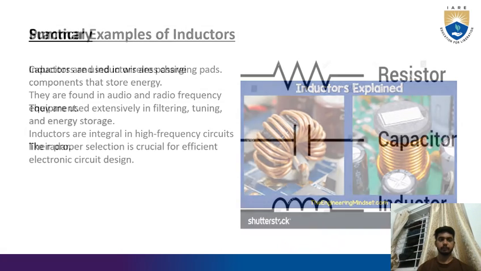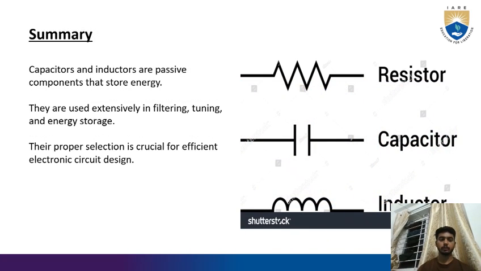At last, I want to conclude that a capacitor stores energy in electric fields and opposes voltage changes. Inductors store energy in magnetic fields and oppose current changes. Both are passive components essential in filtering, tuning, and energy storage. Their proper selection is crucial for efficient electronic circuit design. They are used extensively.